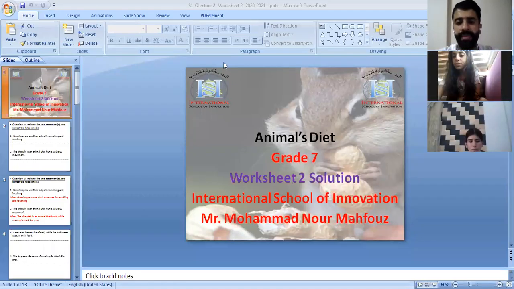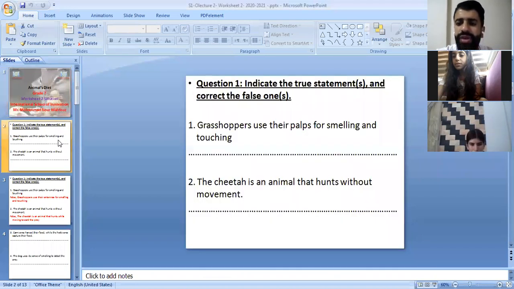So here the animals died, grade 7, worksheet 2, solution. Let's start with the first question, question number 1. Indicate the true statement or statements and correct the false one or ones.